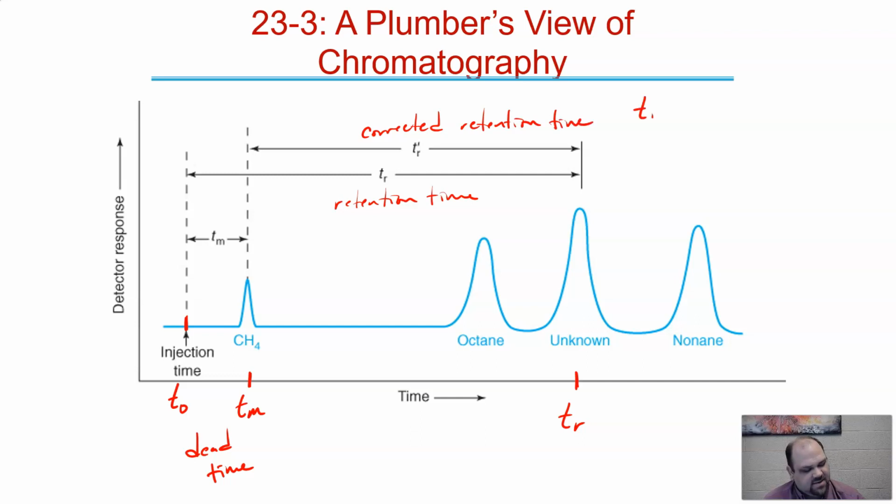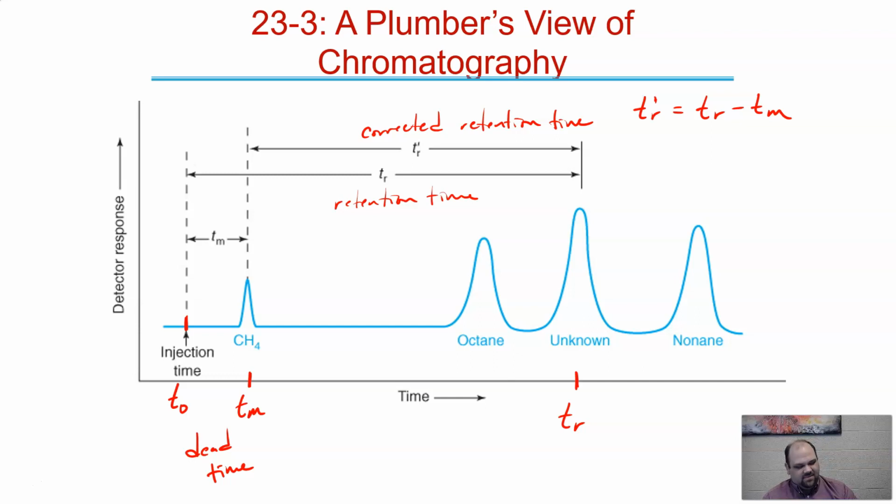T prime R is just TR minus Tm. This takes out any variance due to length of the column. Most columns that say they're 30 meters are 30 meters. But let's say that one happens to be 30 meters plus 5 centimeters, another one happens to be 30 meters minus 5 centimeters, right? There's some give and take there.